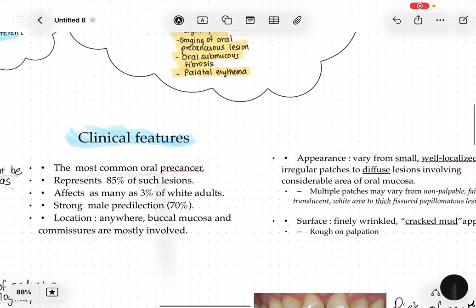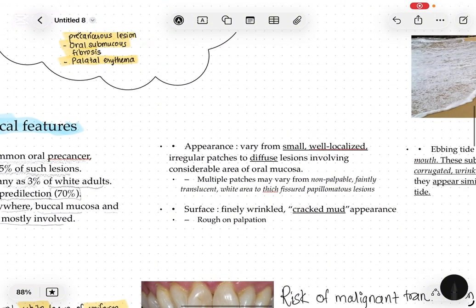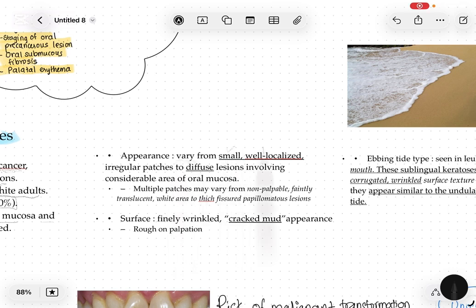It is the most common oral precancer, representing 85% of such lesions, and affects as many as 3% of white adults, with a strong male predilection of 70%. It can occur anywhere, but the buccal mucosa and commissures are mostly involved. The appearance varies from small, well localized, irregular patches to diffuse lesions involving considerable area of oral mucosa. Patches may vary from non-palpable, faintly translucent white areas to thick, fissured, papillomatous lesions. The surface is finely wrinkled, cracked, with a mud appearance, and rough on palpation. It can be diffuse or localized.